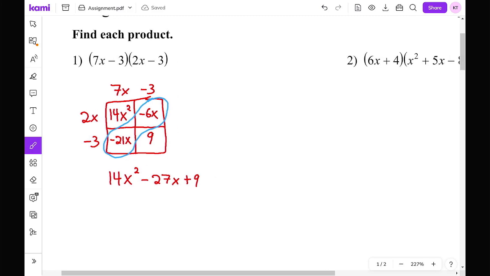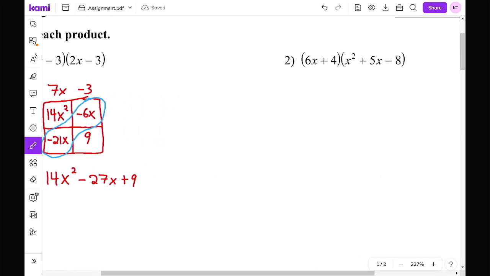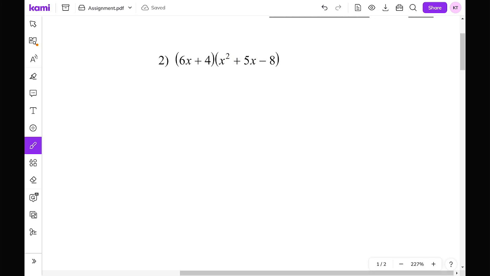Moving on to our next example, it's going to be pretty similar, but this time we notice it's 6x plus 4 times x squared plus 5x minus 8. So here we have a binomial that's being multiplied by a trinomial. So instead of doing a 2 by 2 box, I'm going to be drawing a 2 by 3 box.